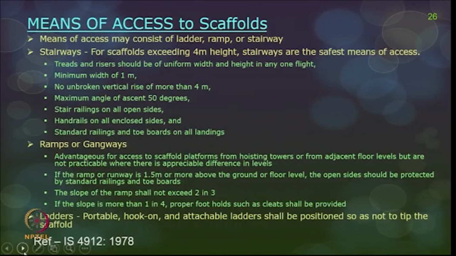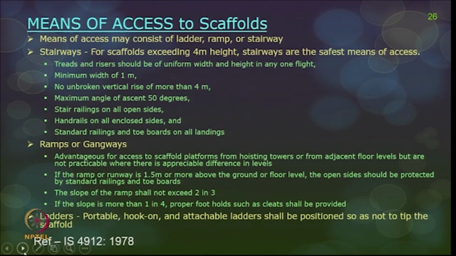So, for scaffolds exceeding 4 meters in height, stairways are the safest means of access. And how should these stairways be built for preventing falls? The treads and risers should be uniform in width and height in any one particular flight, and the minimum width should be 1 meter, and the maximum angle of ascent should be 50 degrees. Stair railings should be there on all open sides and handrails on closed sides, and standard railings and toe boards should also be there on all landings. Okay, you should have the safety precaution of guardrails even on the landings.